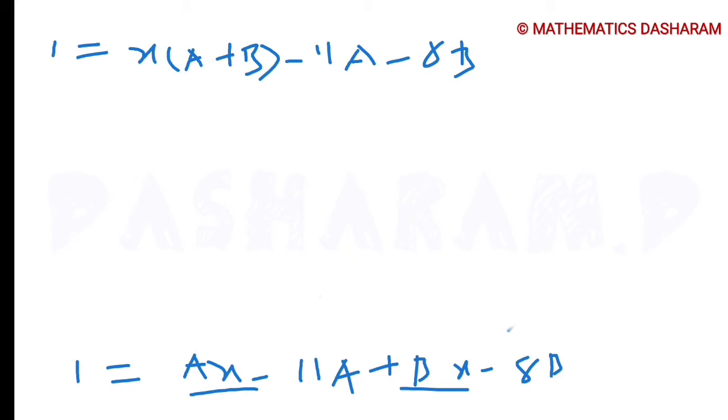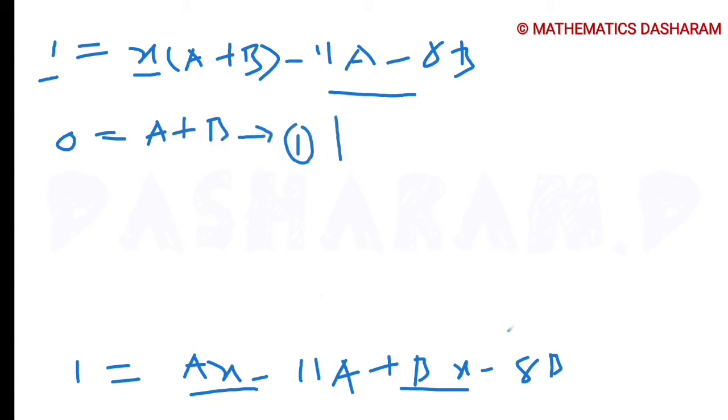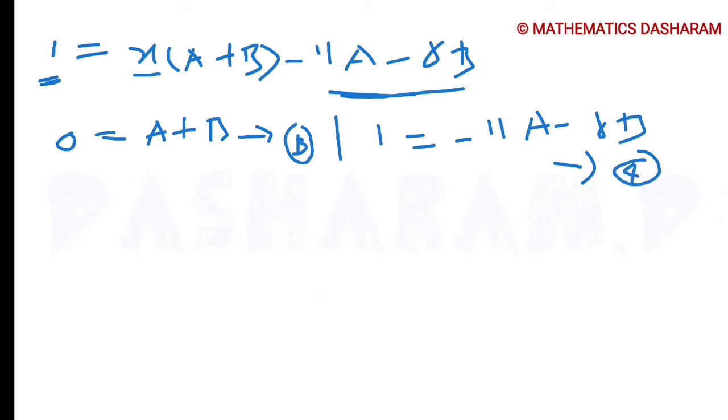So now in the general method we need to equate the coefficients of x and the constants, but here the left side has no x term. Then how will you write the coefficient? 0. So 0 equals a plus b, equation 3. Next the constant number. 1 is a constant number and here the constant is minus 11a minus 8b. So it is equation 4. So let's use the elimination or substitution method. I am using the elimination method.